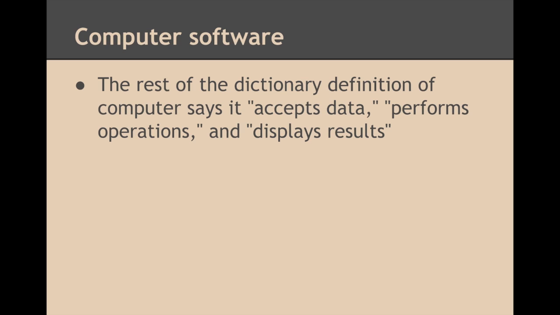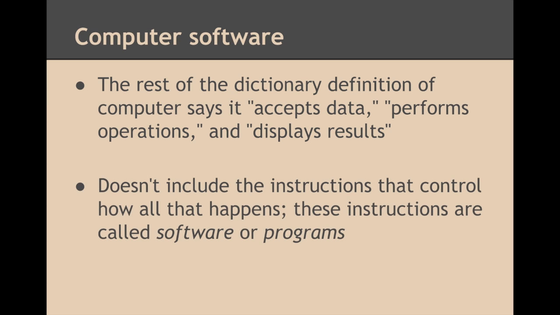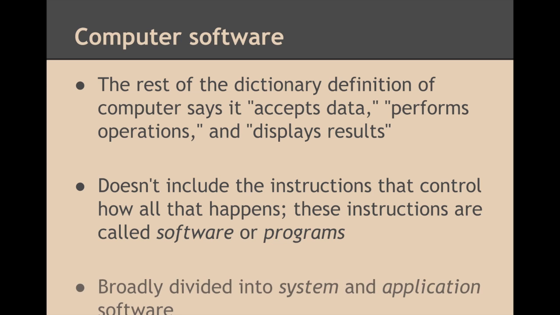Okay, if we continue looking at that definition from dictionary.com, we'll see that the definition of the computer is that it accepts data, performs operations, and displays results. There's actually something missing from that, though, and that is that it doesn't include the instructions that control how all of that happens. And those instructions are called the software or programs that the computer runs. Broadly divided, we can classify software into two types: system software and application software. As far as this class goes, software is where it's at because that's what we're interested in creating is software.